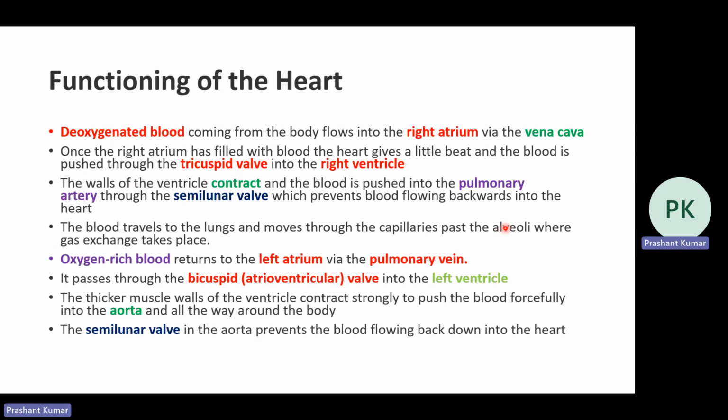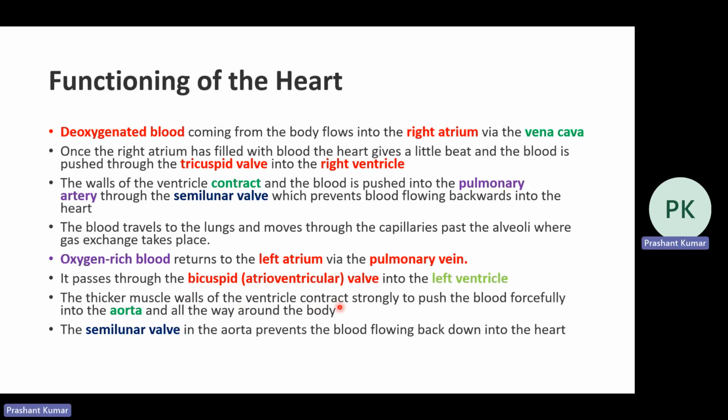When we breathe in, the alveoli will expand and the air will be trapped in that, and then the gas exchange will take place. That means oxygen will come into the blood and CO2 will go into the alveoli. By the process of exhalation, CO2 will come out, and by the process of diffusion, the gas exchange will take place. Now the blood is oxygen rich, also called oxygenated blood, and returns to the left atrium through the pulmonary vein. Again, we have a valve here called bicuspid into the left ventricle, which controls the one-way flow.